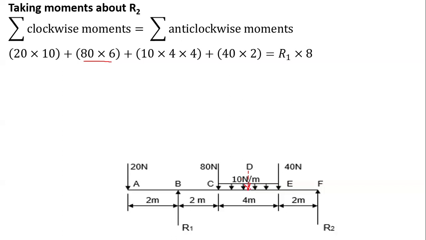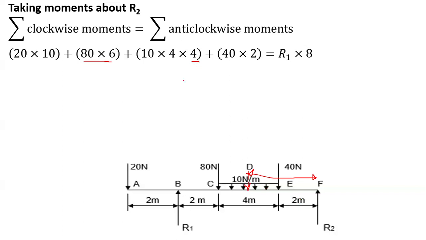But I also need the perpendicular distance from R2. The perpendicular distance will be measured from point D at the center of the UDL up to R2. So I say 10 times 4, it gives me the force. Then I look at the distance, which runs all the way from here to the far end there. What do I have? I can see there's a 2 here. And I also know that half of 4 is 2. So I'll add this 2 and that 2. Hence, we include 4.